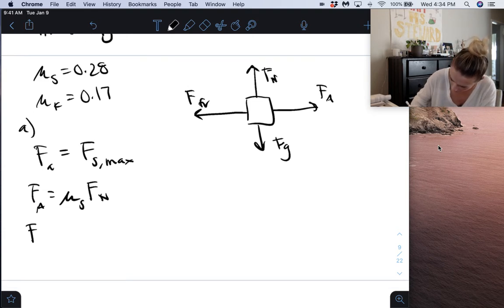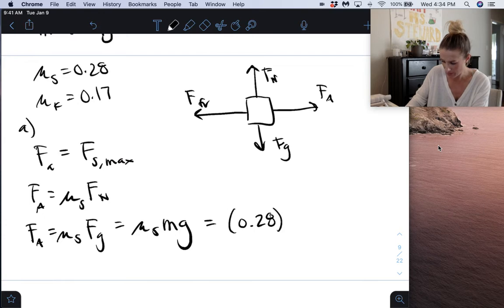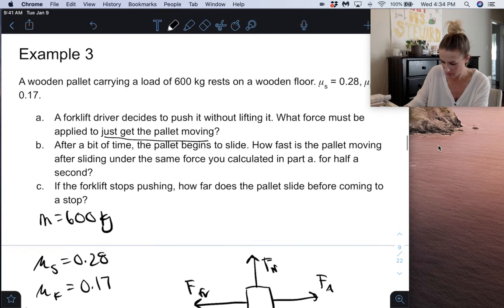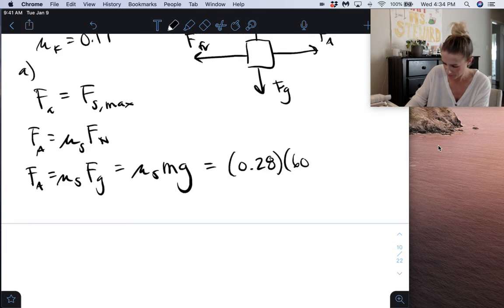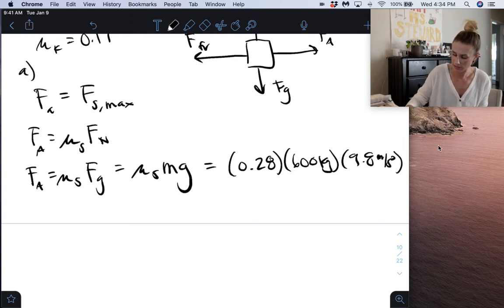So I get applied force is equal to mu s times the force of gravity, which is equal to mu s times mass times acceleration of gravity. Plugging our numbers in, mu s, the static friction coefficient, is 0.28, and the mass of that pallet was 600 kilograms, and the acceleration of gravity is 9.8 meters per second squared. So we get 0.28 times 600 times 9.8 is 1,646.4 newtons.